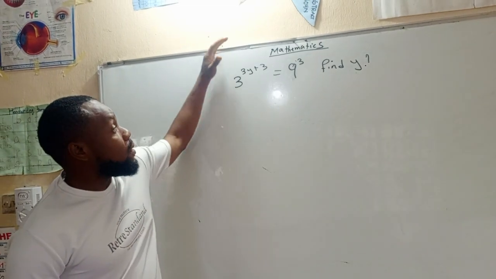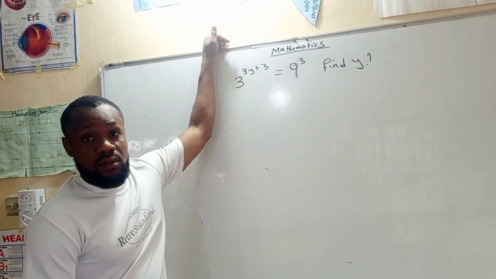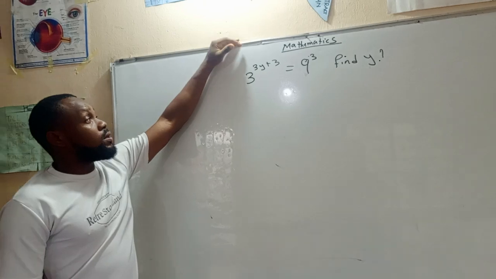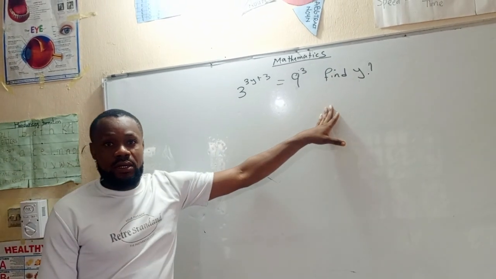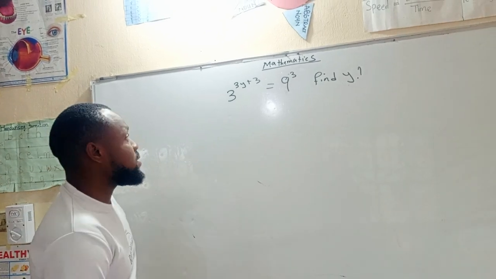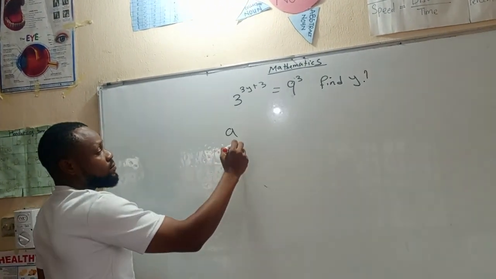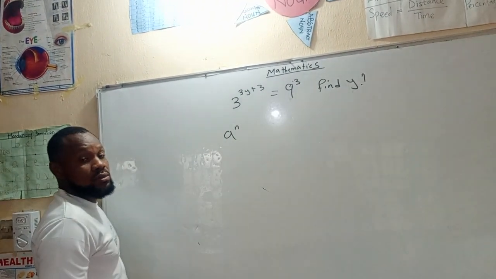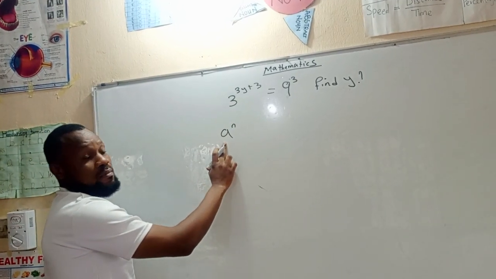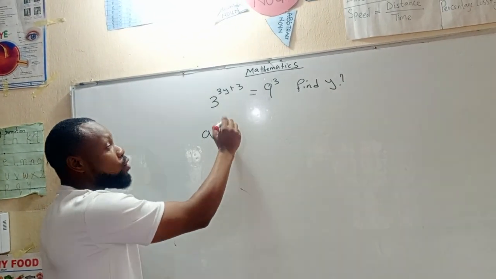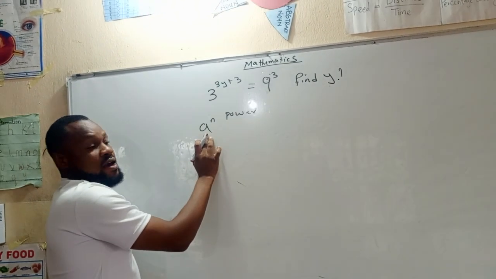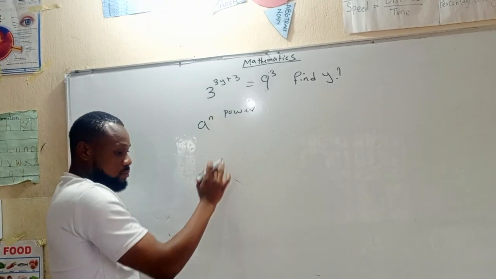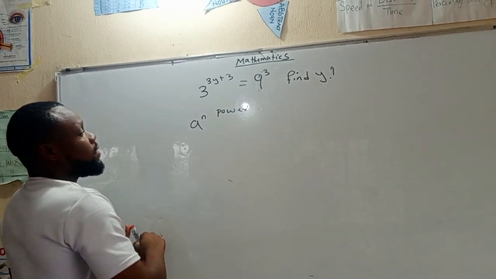Today I'm talking about indices. You can see from the whiteboard that we have numbers with an index at the top of it. When a number is given and it has an upper one, that is the index of the number, or the exponent, or you can also call it the power. This is the same thing as saying a raised to the power n. Now that is for indices.